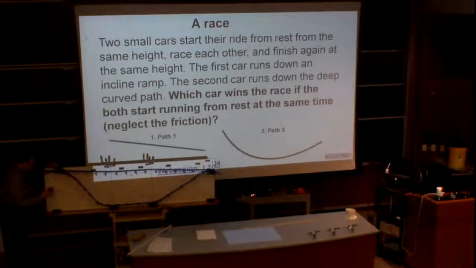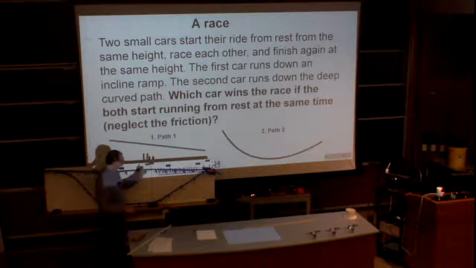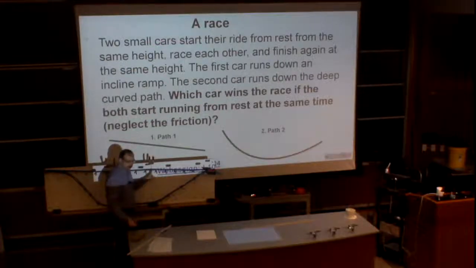And in physics, if everything goes according to plan, nothing bad happens. We can test our answers experimentally. Close. And go. So, if you thought this cart would win, you lost. If you thought this cart would win, you won.